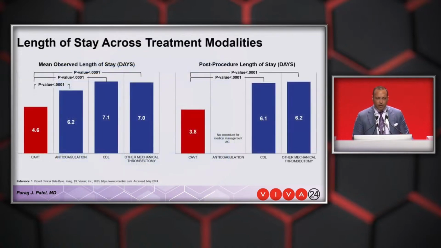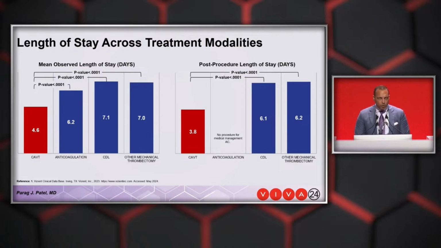When we look at primary outcomes, specifically we wanted to look at length of stay, percent of ICU, discharge summary, and complication rates amongst these to get a better sense for healthcare resource utilization and economics. If we looked at length of stay, the mean observed length of stay was significantly shorter for the CAVT cohort when compared to anticoagulation, CDL, or other mechanical thrombectomy, so significantly less when compared to each of those study groups.